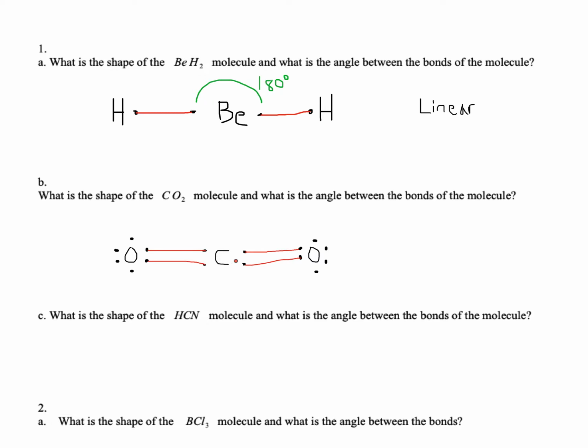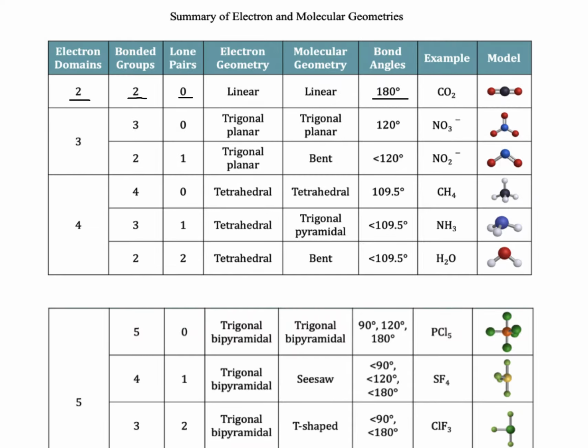This way carbon will be bonded to 4 plus 4 is 8 total electrons, and each oxygen will also be in contact with 8 electrons. So everyone's happy. And now when we go to see how many bonded groups we have, let's see. So we have yet again 2 electron domains.